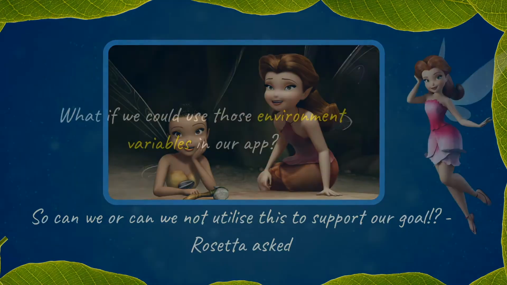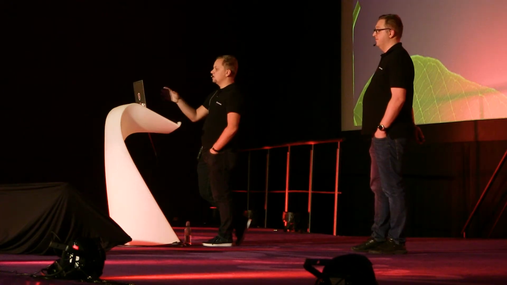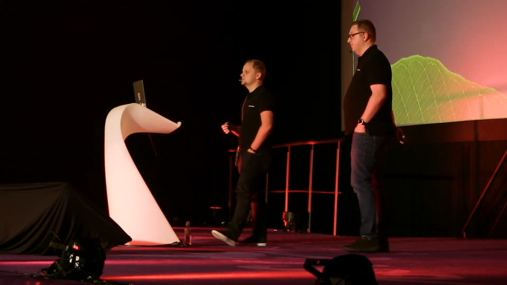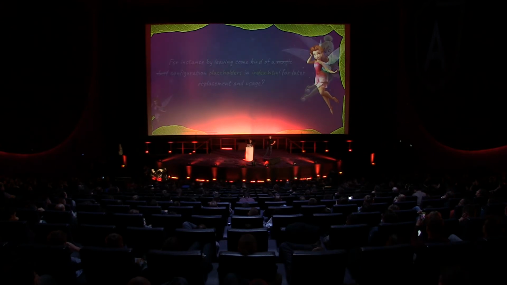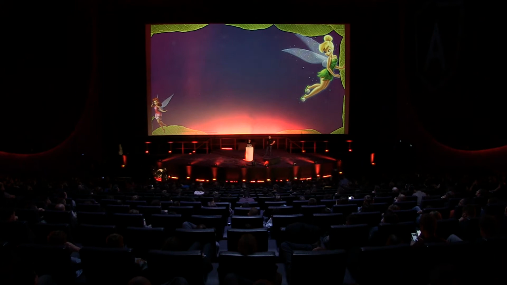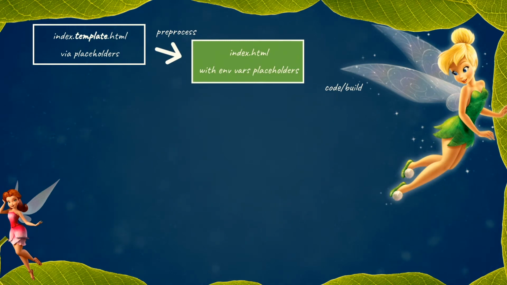Rosetta asked, and she continued, so what if we could use those environment variables in our app? For instance, by leaving some kind of configuration placeholders in our code, like index.html, so we can later grab it and use it, while earlier it gets replaced with a proper value? So Tinkerbell said, wait, you're thinking about something like this. So we have some kind of index template with basic placeholders, you preprocess it to get a final index.html which is usable by Angular and build with the actual env placeholders, and we'll get to that later.